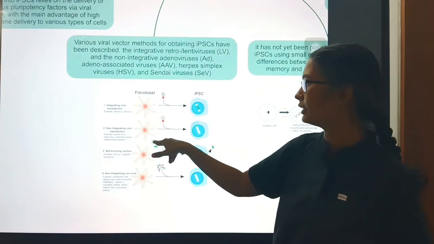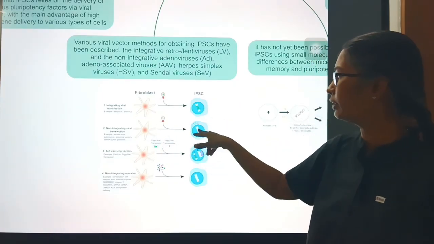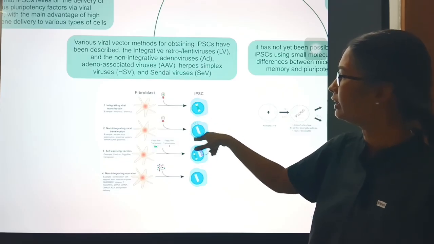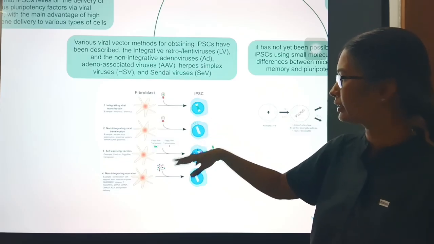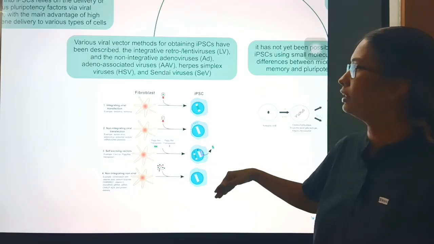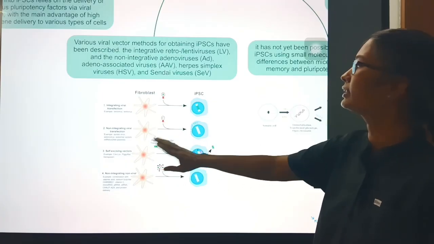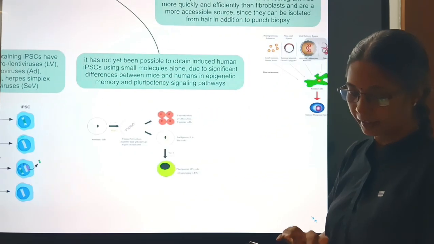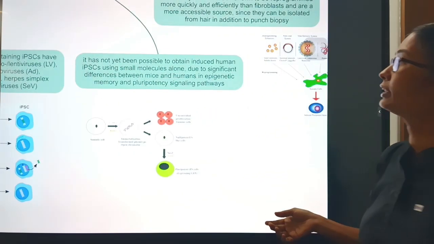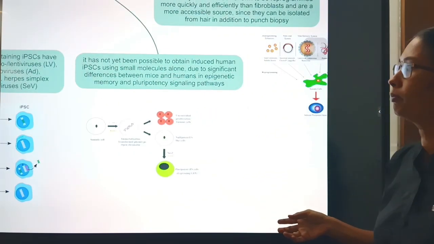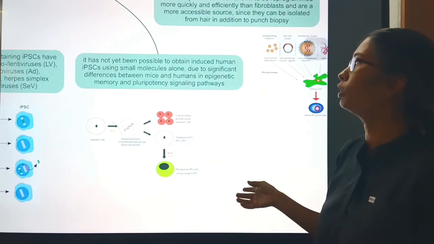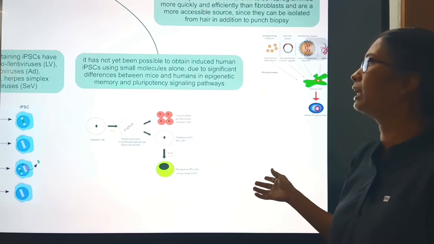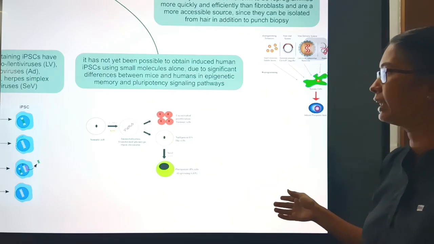So this is the lentivirus or adenovirus, where it will not form any connection with the nucleus, but it will give the factors inside the cytoplasm. So there are different kinds of transduction, and this is how the factors are sent inside the nucleus of the host cell. And it has not yet been possible to obtain induced human iPSCs using small molecules alone, due to significant differences between mice and humans in epigenetic memory and pluripotency signaling pathways.